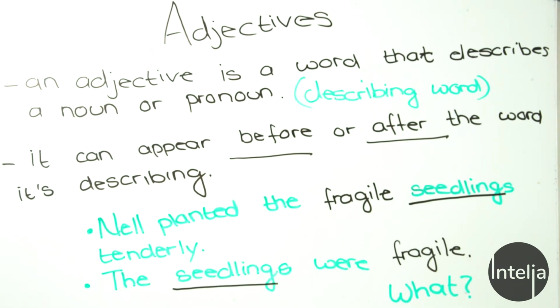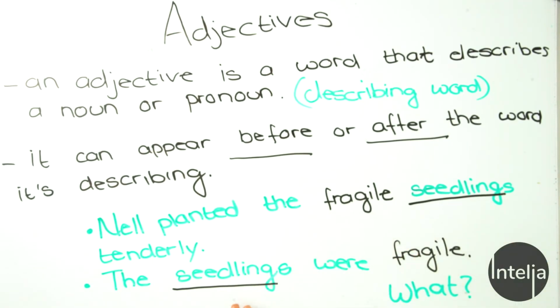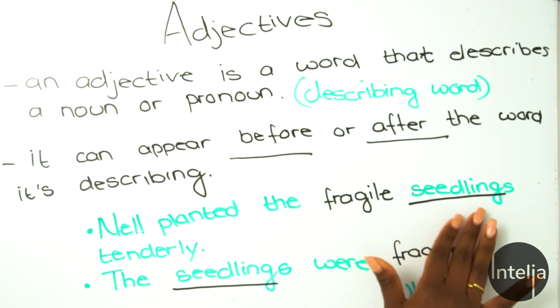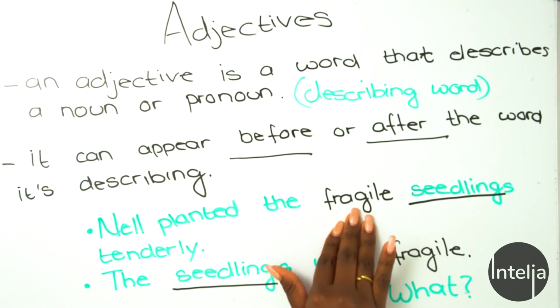And let me just explain this quickly. So, what? The seedlings are what? Fragile. The seedlings are what? Fragile. So we're looking for the word that describes the noun. And if we're looking for the word that describes the noun, we're asking, okay, what? What about the seedlings? They are fragile.